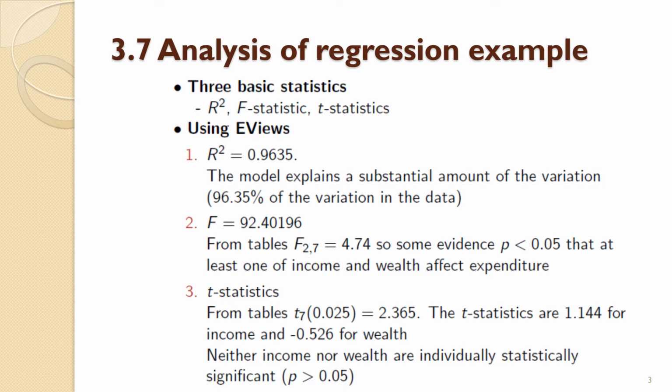So neither income nor wealth are individually statistically significant, but from part 2 there's some evidence from the F test that at least one of these variables does affect expenditure. So it's precisely this contradiction, high R squared, low T values, which would lead you to suspect multicollinearity in this case.